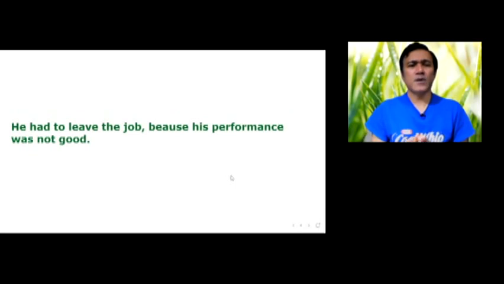He had to leave the job because his performance was not good. তাকে চাকরিটি ত্যাগ করতে হয়েছিল because তার কার্যক্রম ভালো ছিল না, তার পারফরম্যান্স ভালো ছিল না.